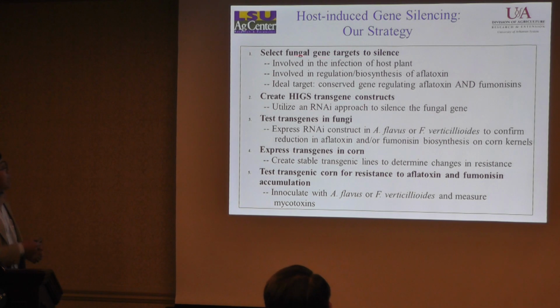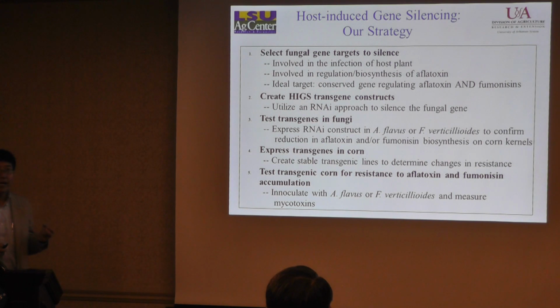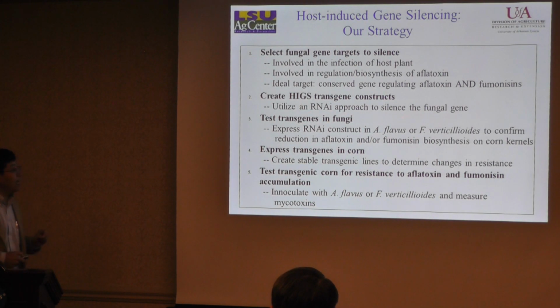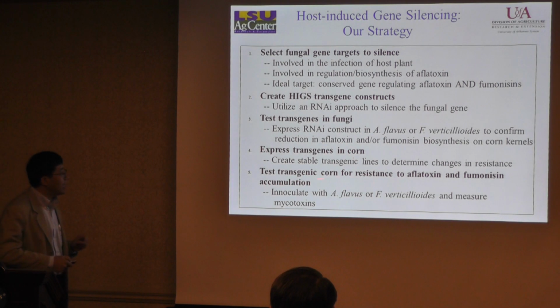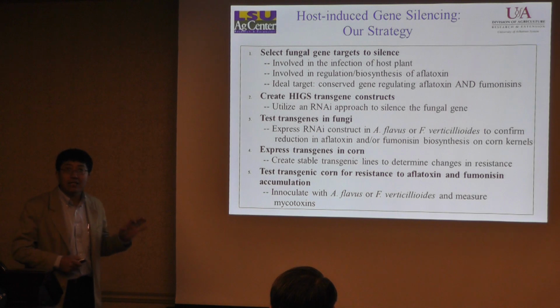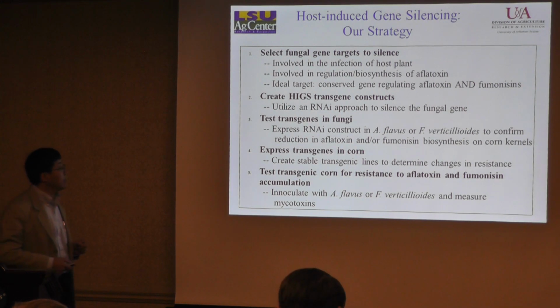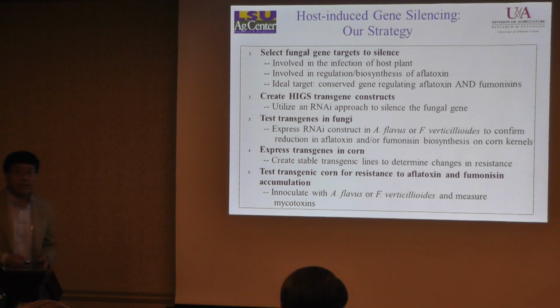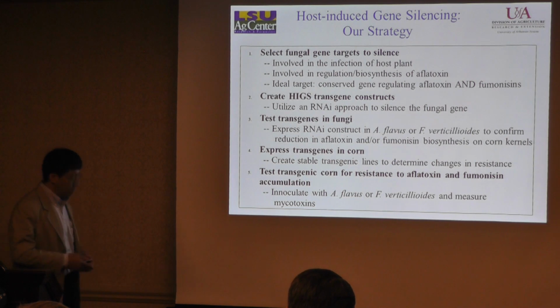So once we identify those genes for silencing, the next step is we construct the transgene vectors. And then we have tools with Dr. Bluhm's lab, which has been focused on testing transgenes in the fungus. And we have been collaborating to express genes in corn, and then test the transgenic corn plants for changes in aflatoxin resistance, to see whether they become more resistant to A. flavus infection and have reduced aflatoxin production. So this is the outline of our strategies, and in the next few slides I will slowly give you an update on each of the areas.